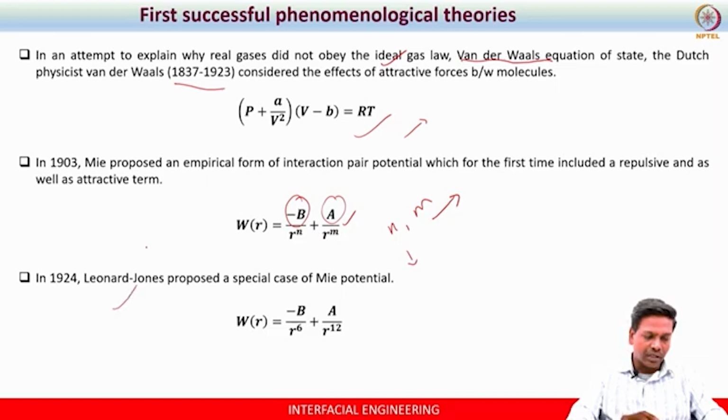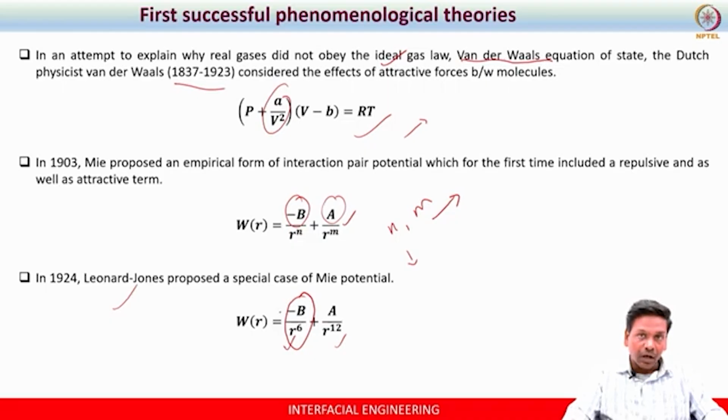Later, in 1924, Lennard-Jones proposed a special case of the Mie potential. Here, he explicitly used the exponents for the attractive term and the repulsive term. You can see this is coming from the attractive term, because if you look at the van der Waals equation, it is volume dependent, where V is equal to r cubed. Since the V squared term was used in the attractive term, the volume dependent term can also be expressed as a distance dependent term, that is the r power 6 term.